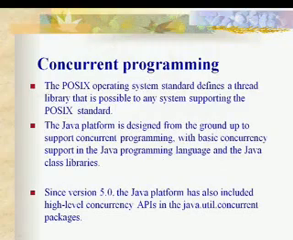Concurrent programming. The POSIX operating system standard defines a thread library that is available to any system supporting the POSIX standard. This is used in the C programming language, and the Java platform is designed from the ground up to support concurrent programming, with basic concurrency support in the Java programming language and the Java class libraries. Since version 5.0, the Java platform has also included high-level concurrency APIs in the java.util.concurrent packages.